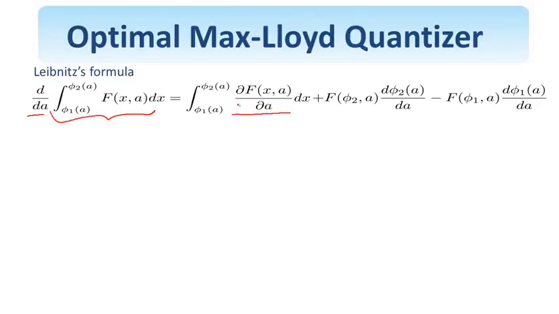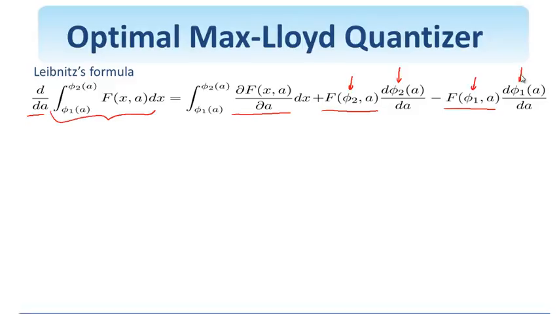So the derivative with respect to a of this expression here equals the integral here of the partial derivative of the integrand with respect to a, plus the integrand evaluated at the upper limit of integration times the derivative of the upper limit with respect to a, minus the integrand evaluated at the lower limit of integration times the derivative of the lower limit.